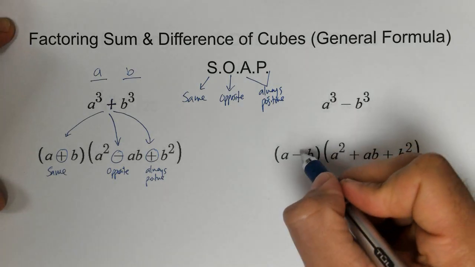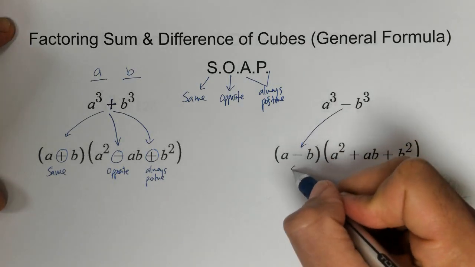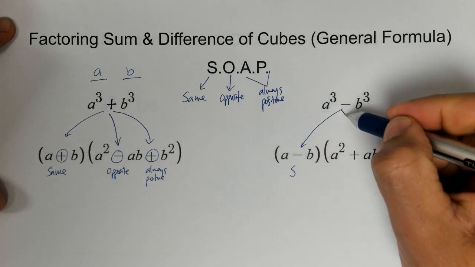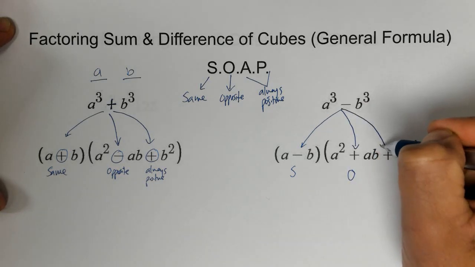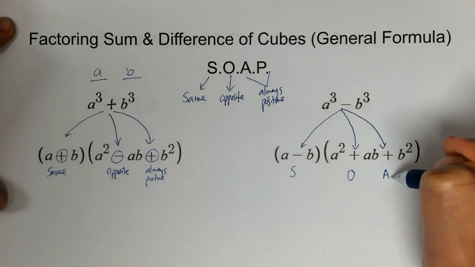I take the same sign first. This is the same sign. And then I do the opposite sign. And then I have the positive sign, the always positive.